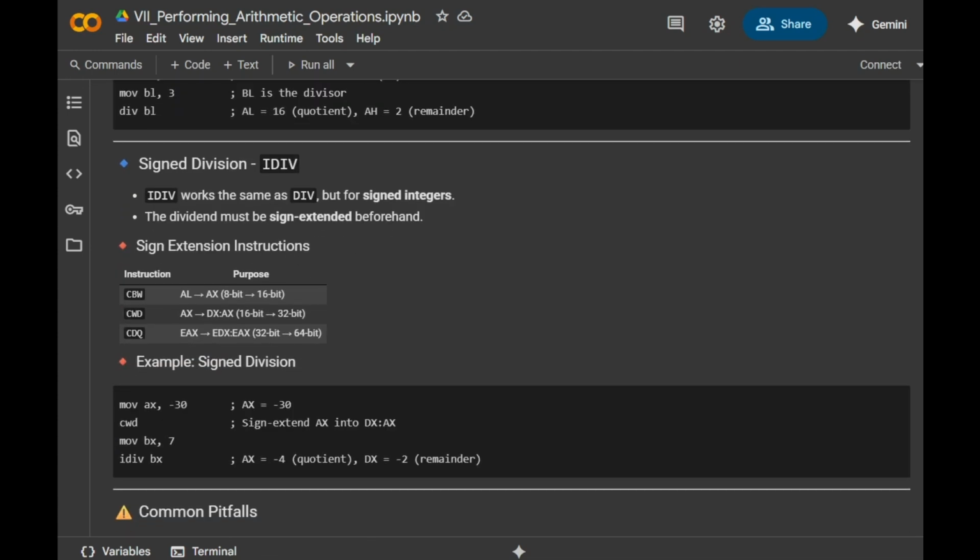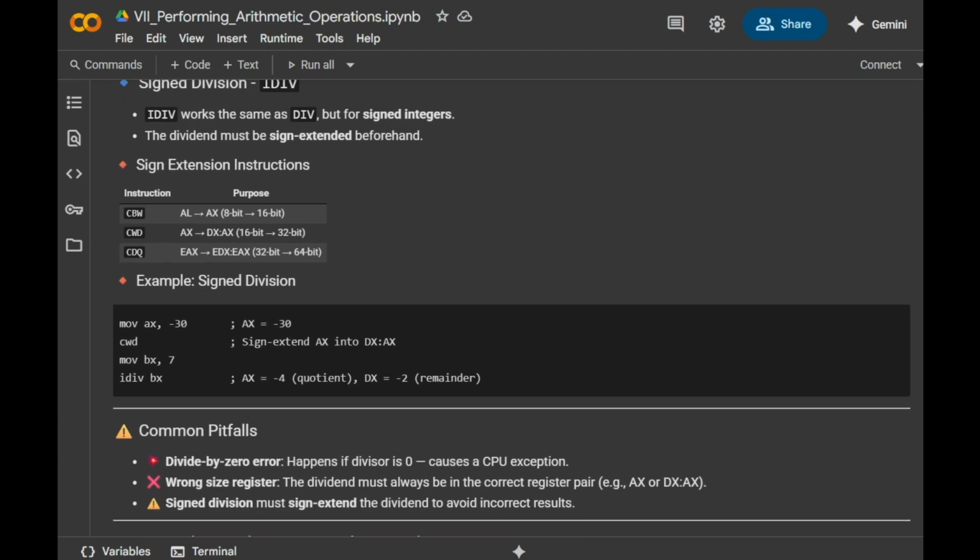The IDIV instruction works the same way, but for signed integers. A crucial extra step for IDIV is that the dividend must be sign extended beforehand to ensure the math is correct with negative numbers. There are specific instructions for this.